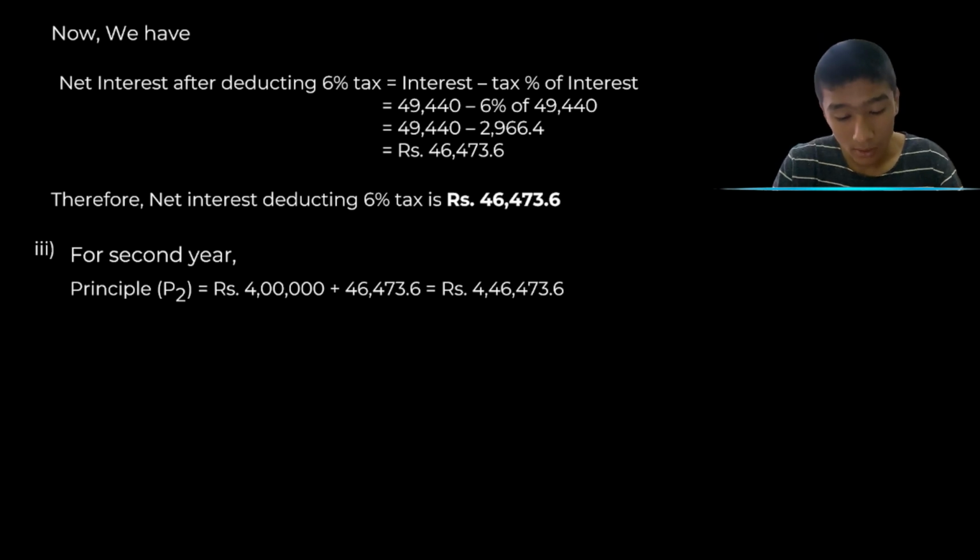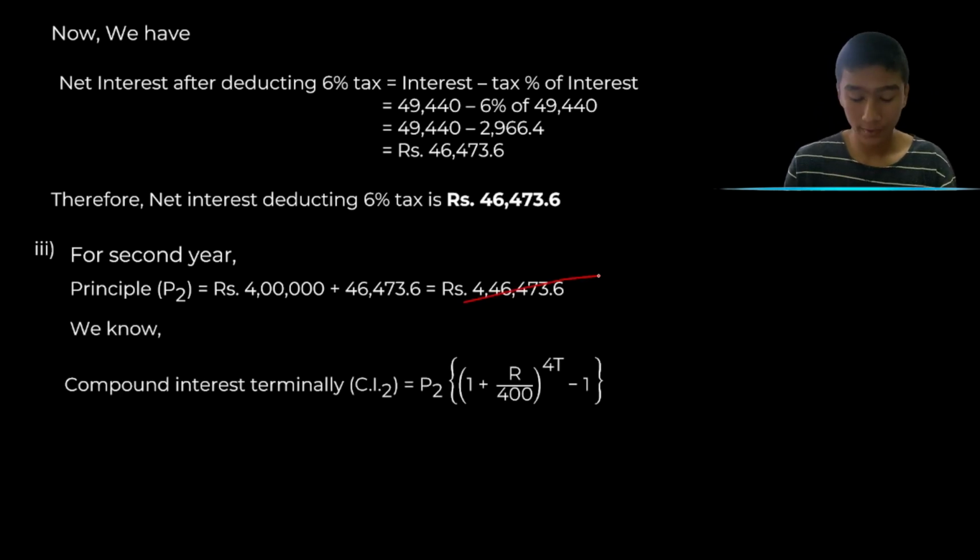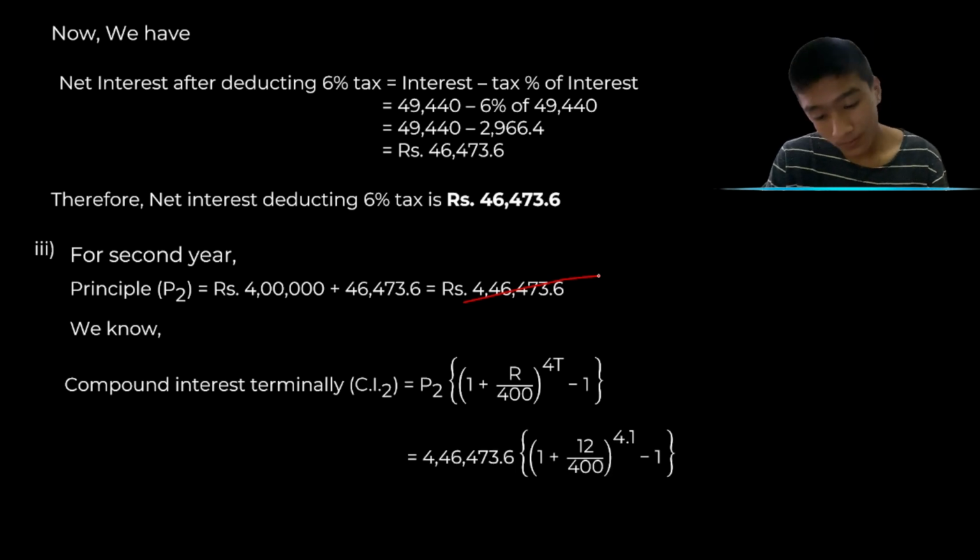For number 3, for the second year, we have been asked to calculate the compound interest quarterly. The principal is equal to 4 lakhs plus the interest we have calculated in question number 1. Principal is equal to 4 lakhs plus 46,473.6. So the principal goes like this. This is our principal. We know quarterly compound interest CI2 is equal to P times (1 plus R by 400) whole to the power 4t minus 1.